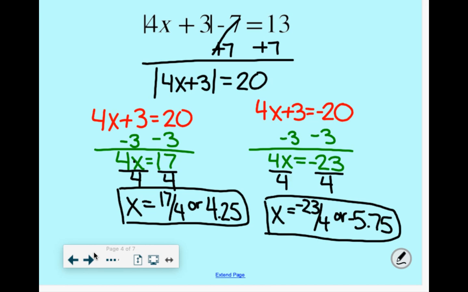That's it. So notice how my answer is not the same thing. I got 4.25 and negative 5.75. So they're going to be a little different today. They're not always going to be the same number. It's possible for them to be the same number, but they're probably not going to be on most questions we do today. Okay. Are we ready for the next one?